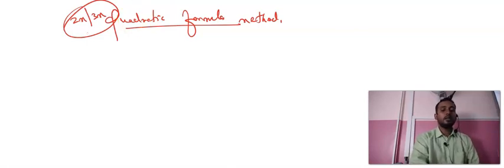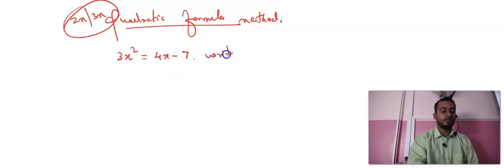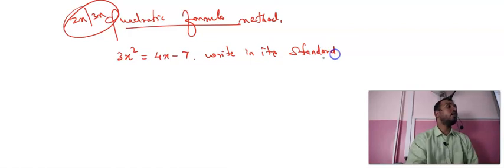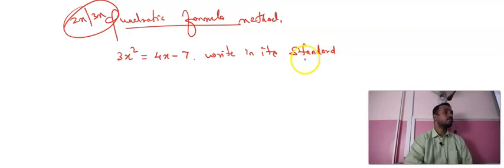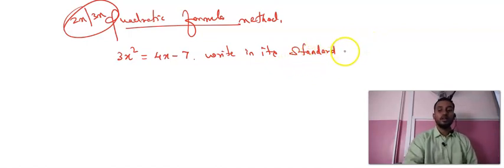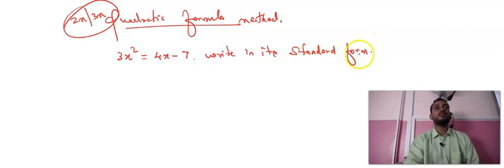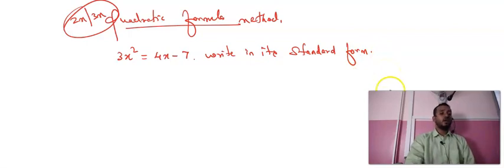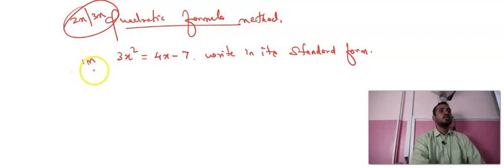Now they may ask you a question like this: 3x square equals 4x minus 7. Write it in its standard form. The same value, the same question may come in the exam for 1 mark. So how will you write this in its standard form? 3x square minus 4x plus 7 equals 0. Good. So this carries 1 mark.